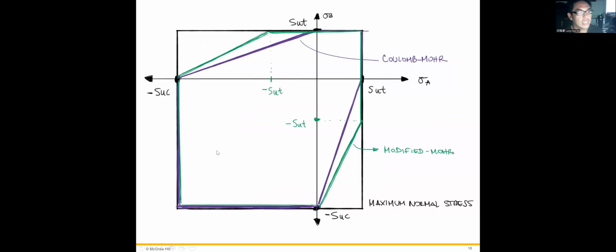So we can just plot the stress envelopes of the three criteria in a single picture. First we have the maximum normal stress, and then we have the Coulomb-Mohr. And finally, we learn how to plot the stress envelope of the modified Mohr.